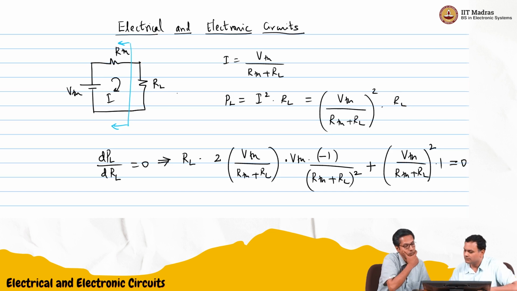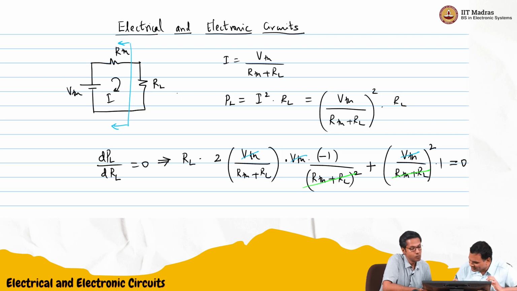I see some terms will get cancelled. I see VTH times VTH, and VTH squared, so this term should be no problem. And I see RTH plus RL the whole squared, so this and this cancel. Maybe I'll take the first term to the right hand side and try to simplify. So 2RL by RTH plus RL will be 1.